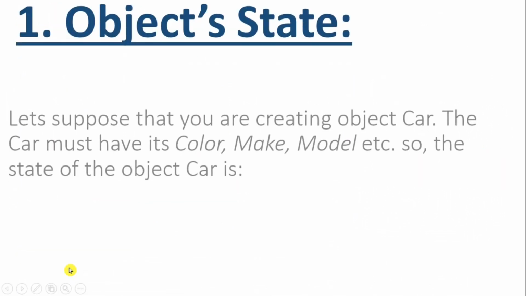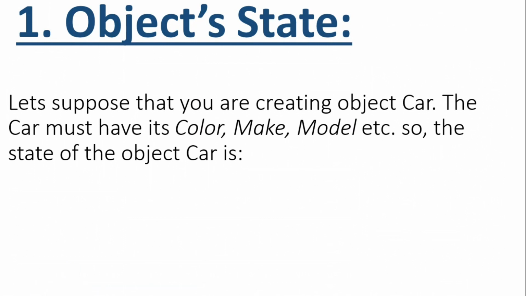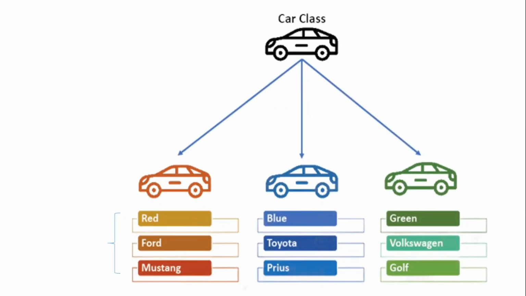Object's state. Let's suppose that you are creating object car. The car must have its color, make, model, etc. So the state of the object car is: color is red, make is Ford, and model is Mustang. Okay, now friends, take a look at this modified picture of the class car. Here we have a class, its name is car, and these are the objects we have made using this same class car. And this is object 1, object 2, object 3, and these are the objects' states.